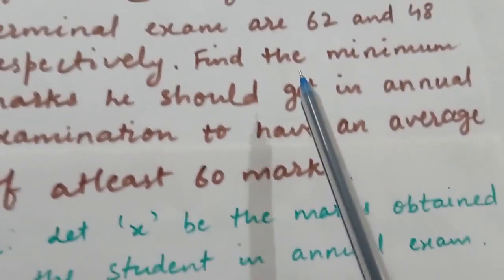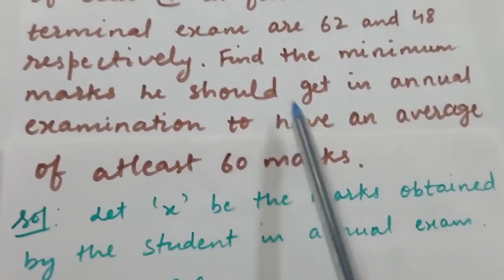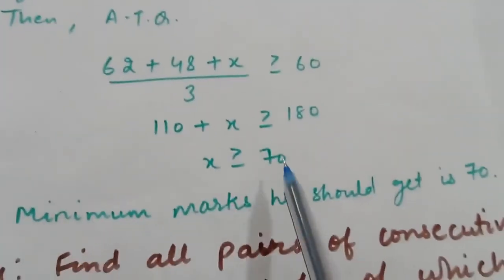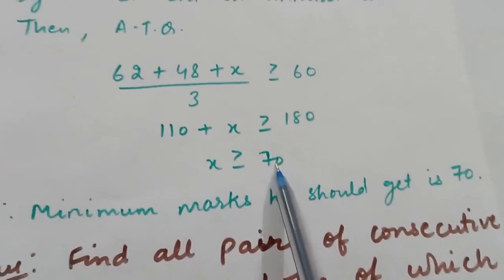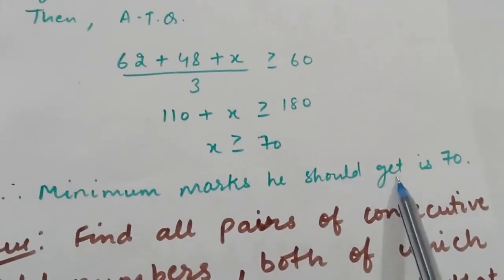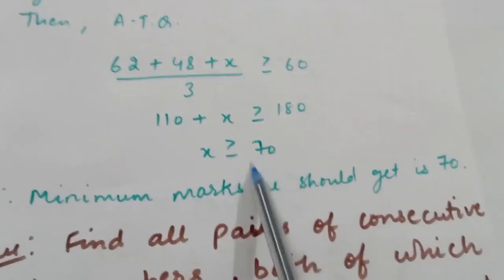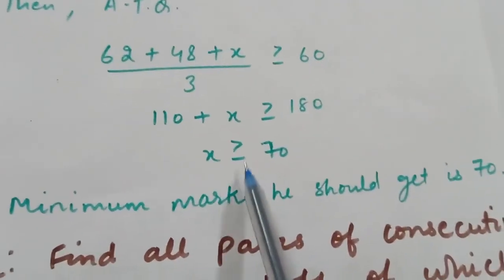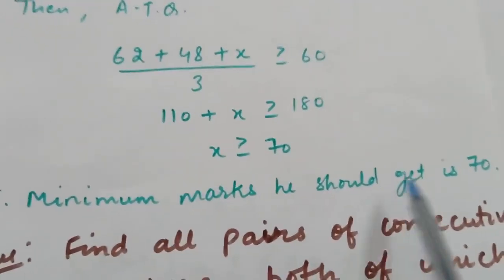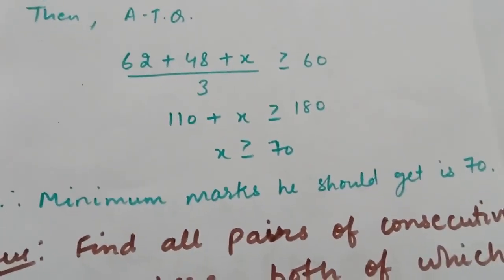We wanted to find the minimum marks he should get in the annual examination. So x is either equal to 70 or greater than 70. Therefore, minimum marks will be 70, right? Because x is either equal to 70 or greater than that, so minimum marks will be 70.